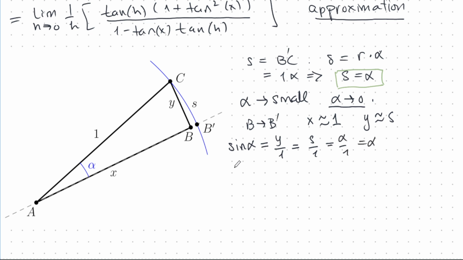So our first victory here, when alpha goes to 0, then we have sine. Okay, let's write this nice. Sine of alpha is approximately alpha. That's very good.